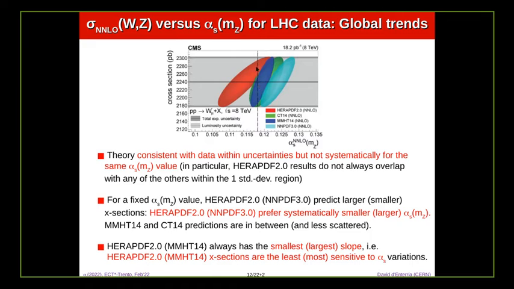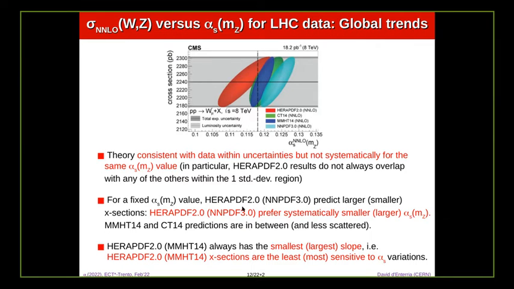So you see the difference. In general, the trend is that HERA PDF prefers systematically smaller alpha S, and NNPDF, which is here, prefers larger alpha S to reproduce the data. And MMHT and CT14 are somewhere in between the two.